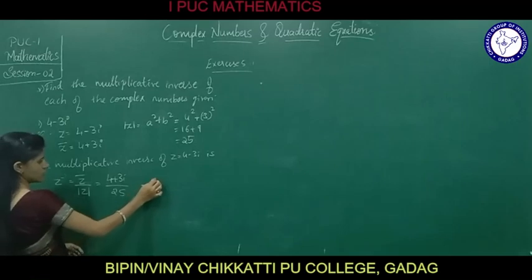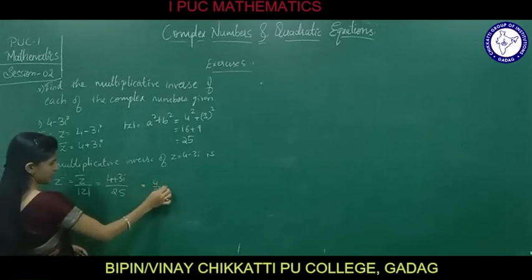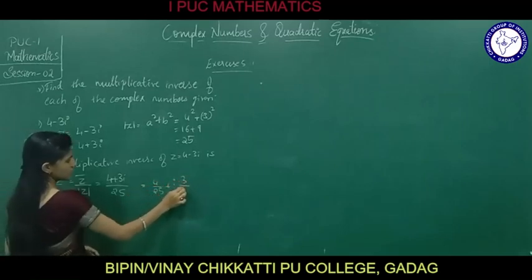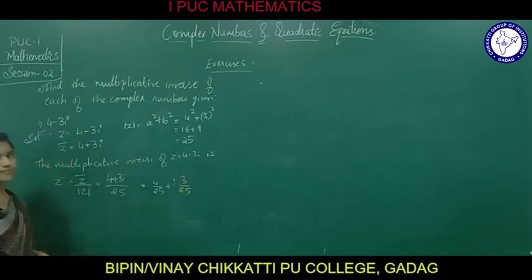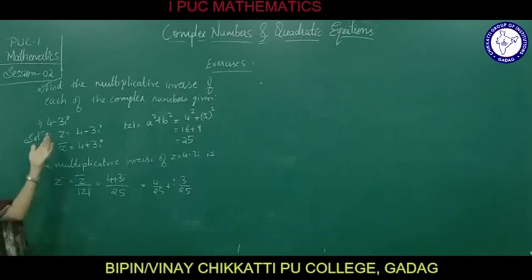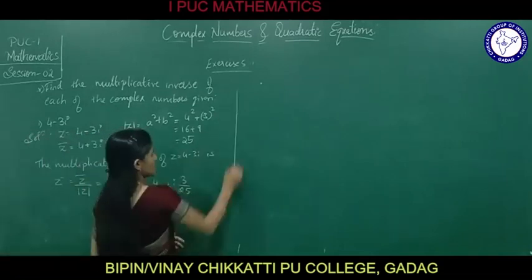Is equal to 4 by 25 plus i into 3 by 25. This is going to be the multiplicative inverse of 4 minus 3i. What about the next one? We shall solve one more problem.